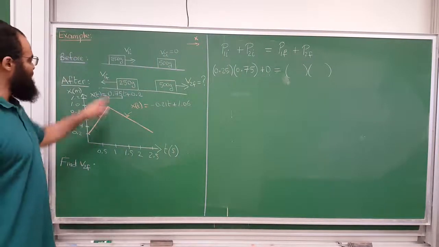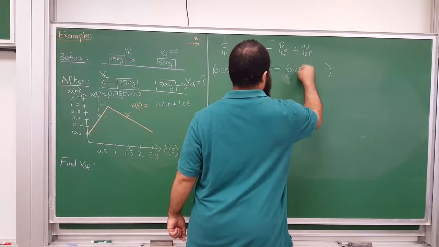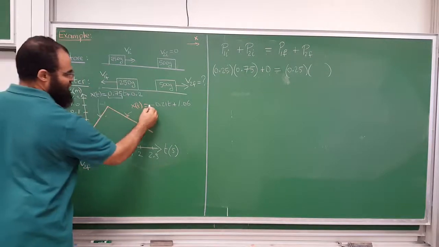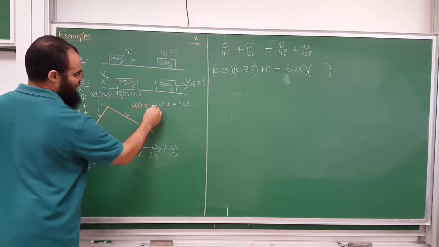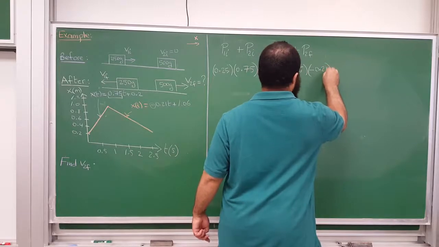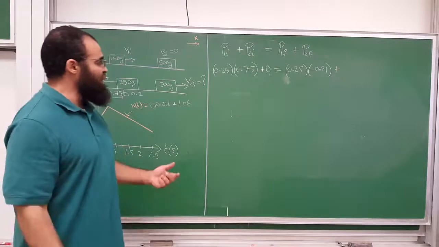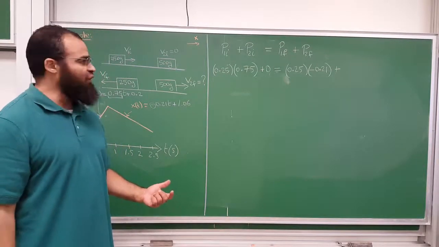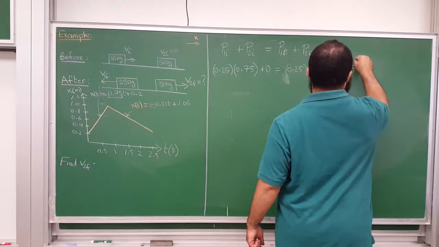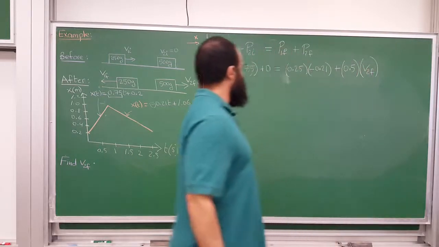Object 1, its mass is still 250 grams, which is 0.25 kilograms, times its velocity after the collision. Its velocity after the collision is to the left, and, look at this minus sign, so it is negative 0.21. So we're done with object 1. And then the momentum for object 2 after the collision will be the mass of object 2, which is 500 grams or 0.5 kilograms, times the velocity of object 2 at the end, v2 final. I don't know what it is. That's what we're trying to figure out.